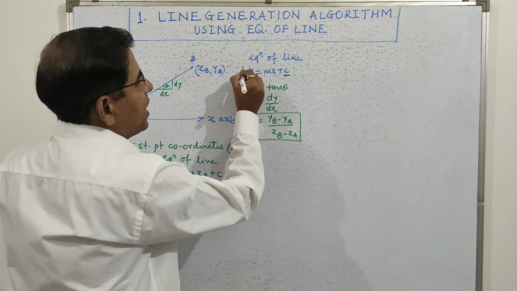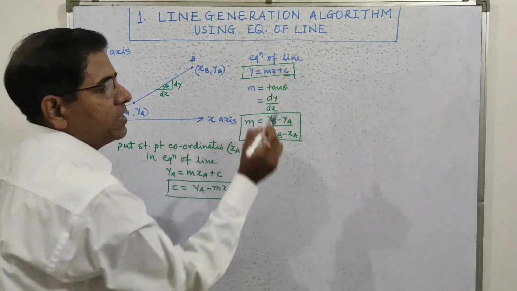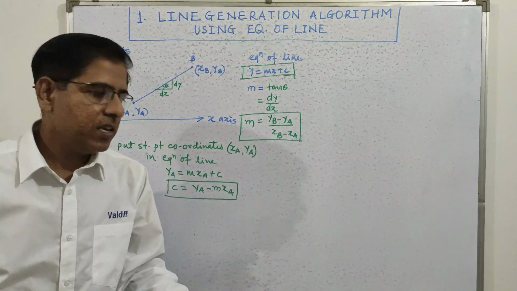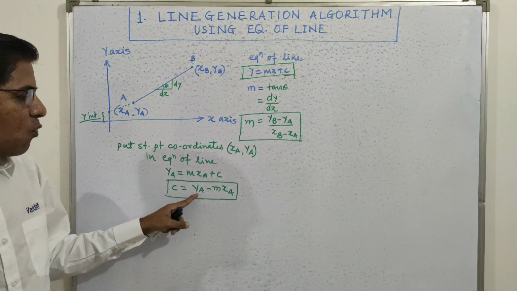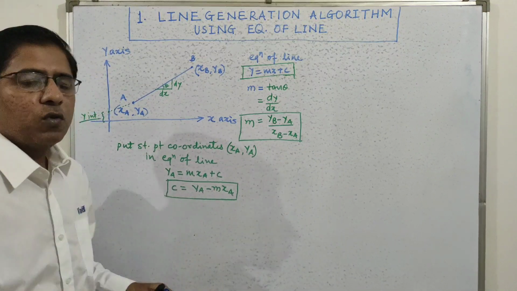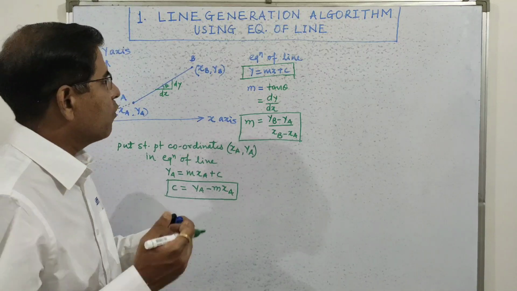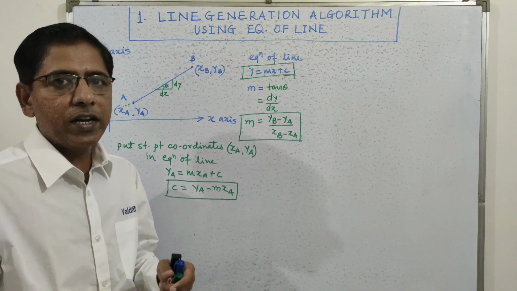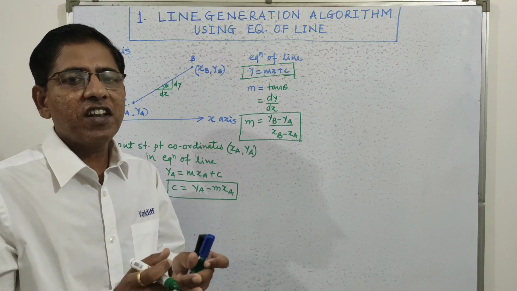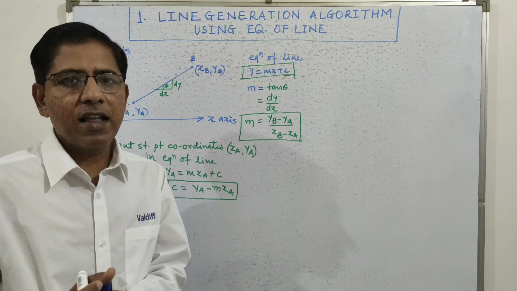So in this equation of line y equal to mx plus c, there are two constants, that is m and c. m is calculated as yb minus ya upon xb minus xa, and c is calculated as ya minus m into xa. Okay. Now we have seen in the previous video how the values of x and y are calculated. There we discussed two conditions: if the slope of line is less than 1, else slope of line is equal to or greater than 1.